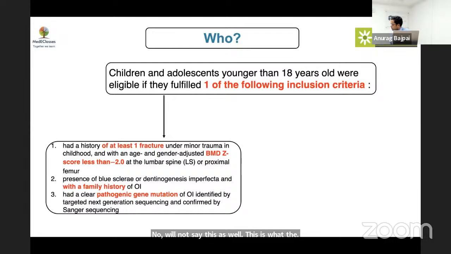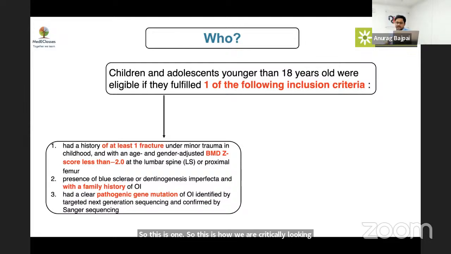Because if you go by your listing, any one of them, history of at least one fracture that is a pathological fracture, a single pathological fracture, and Z score less than -2, you say it's OI. You're assuming every low bone mass is OI. This paper has that. So this is one. This is how you have to critically look into it.